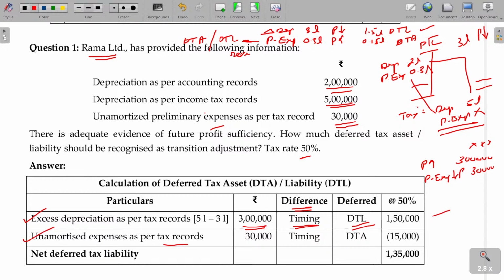Unamortized expenses as per tax records, 30,000 rupees. This is also a temporary timing difference. It increases the profit, and as it increases the profit, you have to pay ahead. Next month you can recover it. If you are paying next month's tax today, it's an advance, so deferred tax assets of 15,000. Net deferred tax liability is 1,35,000. This is DTL, this is DTA. Clear? Hope you are now able to understand.